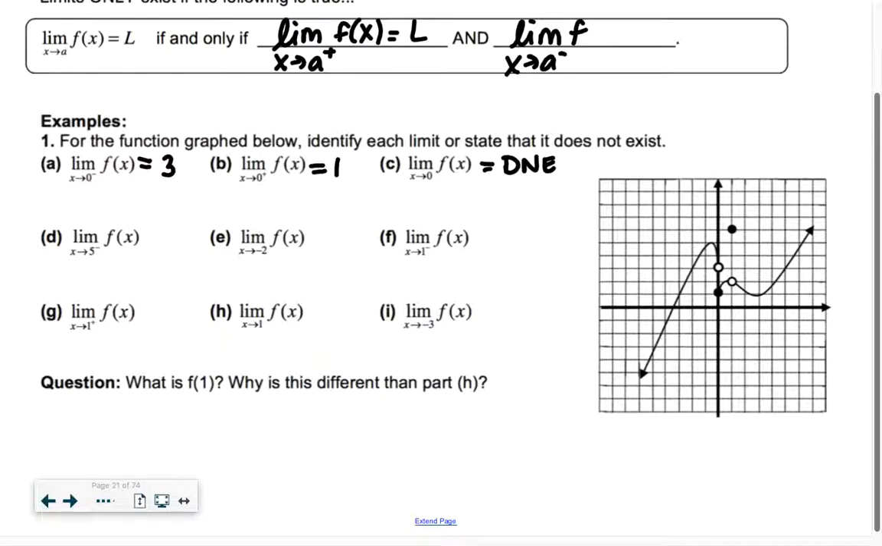All right, so the limit as x goes to 5 from the left. So not negative 5, that's the big thing people will mess up on. 5 from the left. 1, 2, 3, 4, 5. So it's that point right there. 5 from the left would be 3. Do you guys all see why that's 3?